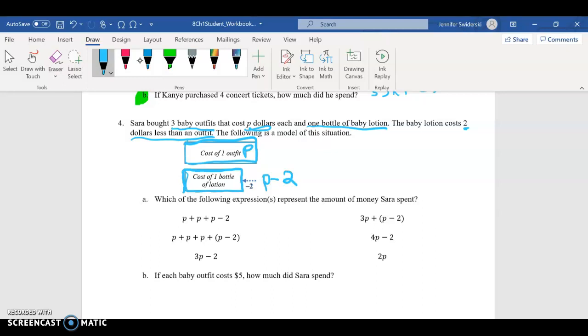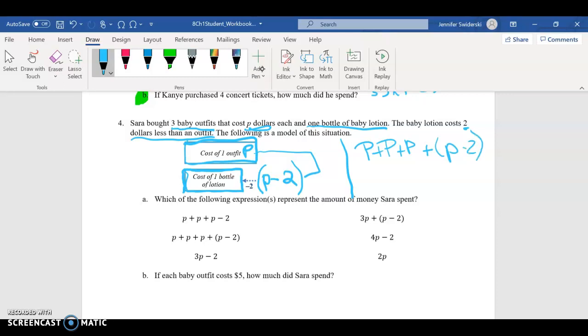Which of the following represents the amount of money Sarah spent? Okay, so I'm going to draw this out. Sarah got 3 outfits. How can I say 3 outfits based on our expressions up here? Well, an outfit is 1 P plus another P plus another P. So there are 3 outfits. And she got a bottle of baby lotion. Well, here's 1 bottle of baby lotion. I'm going to leave that in parentheses. So, and 1 bottle of baby lotion.